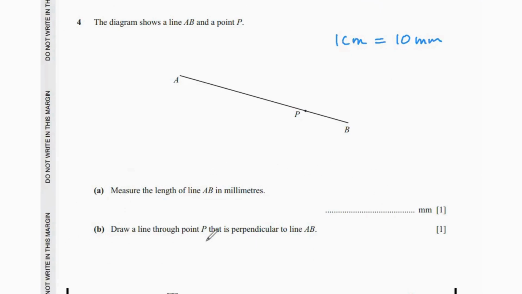Then draw a line through point B that is perpendicular to the line AB. So to draw the line that's perpendicular to line AB at point B, you will take your protractor, put it over here at B, and draw a 90-degree angle. Using your protractor, you can easily measure the 90-degree angle. And as long as this angle and this angle is 90, your line is perpendicular to the line AB.